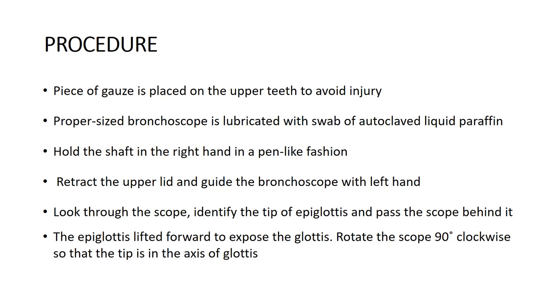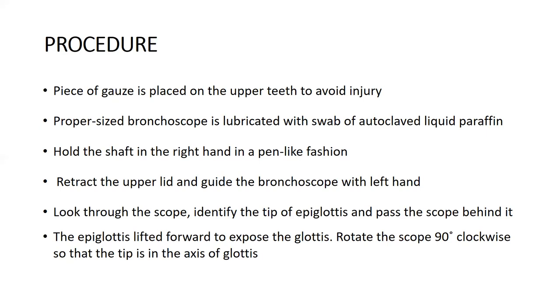Coming to the procedure of rigid bronchoscopy, a piece of gauze is placed on the upper teeth of the patient to avoid injury, and the proper size of bronchoscope should be selected and lubricated with a swab of autoclaved liquid paraffin or jelly. The shaft of the scope should be held in the right hand in a pen-like fashion, retract the upper lip, and guide the bronchoscope with the left hand.